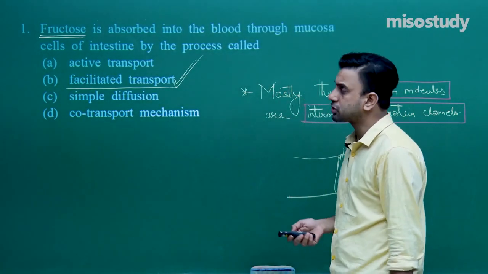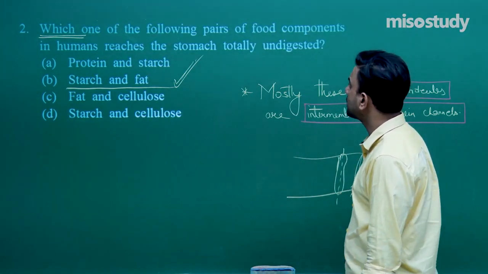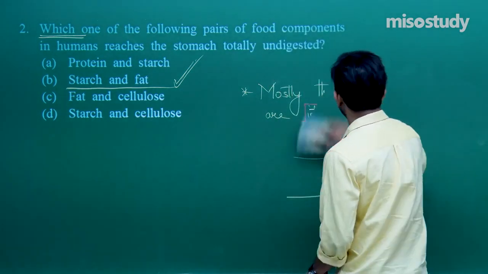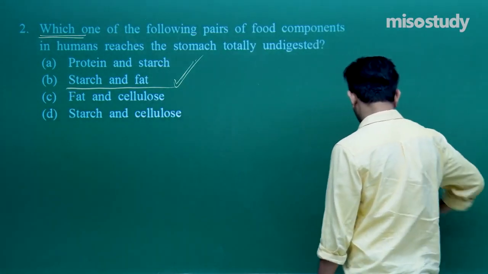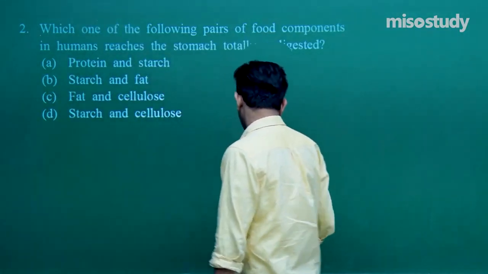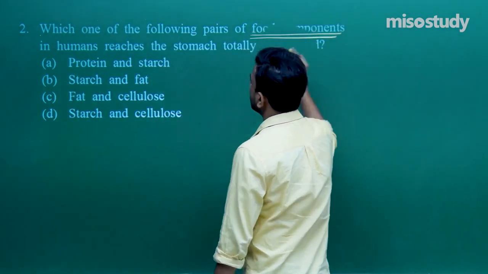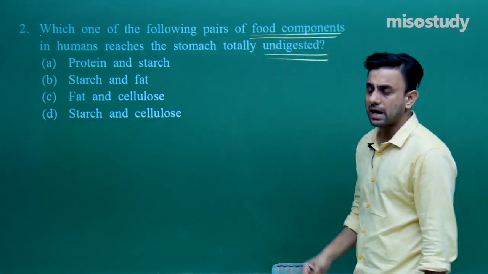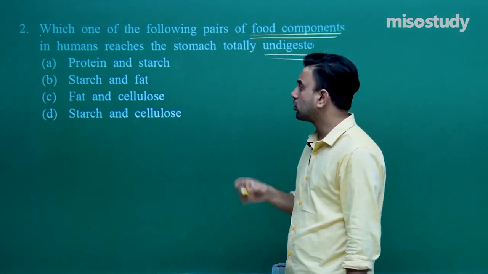Now we will move on to the next question. Which one of the following pairs of food components in humans reach the stomach totally undigested? So what this is asking is which pair of food components reaches the stomach totally undigested. So the food component has to be undigested till the stomach. So what will we see?